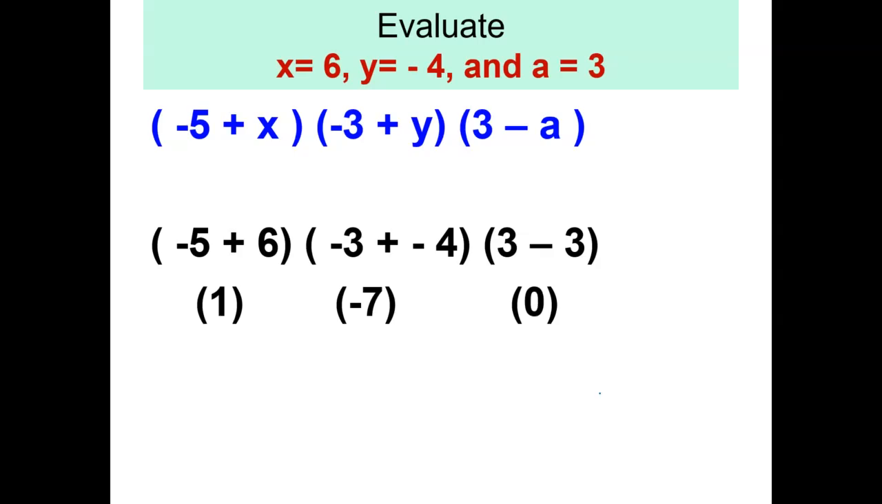Remember the rule, when you're multiplying and if one of the numbers is 0, the entire answer will be 0. So here, my final answer is 0 because you're multiplying 1 and negative 7 and a 0.